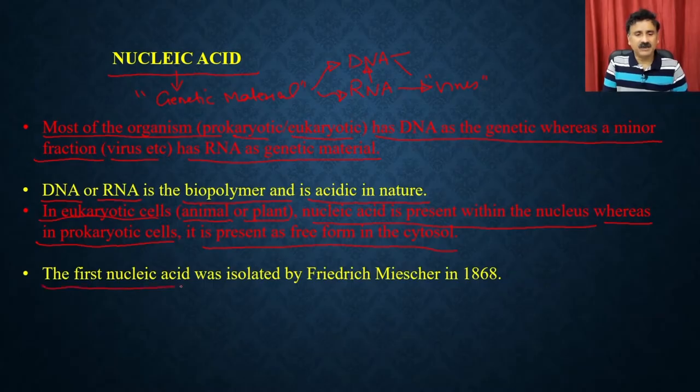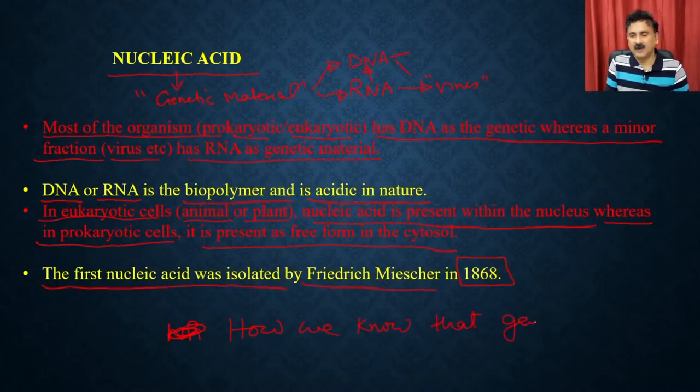The first nucleic acid was isolated by Friedrich Miescher in the year 1868, and since then people have known about nucleic acids. Now the first question that comes is how we know that nucleic acid is the genetic material. So how do we know, right?